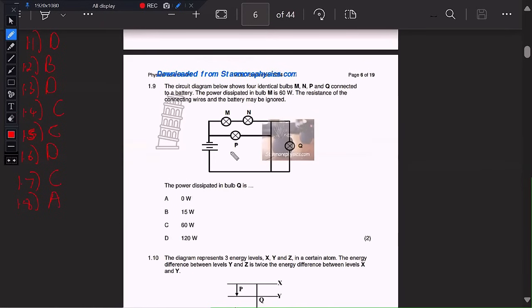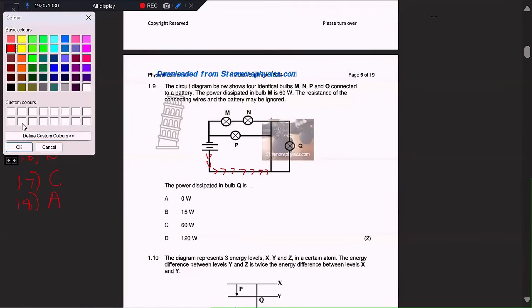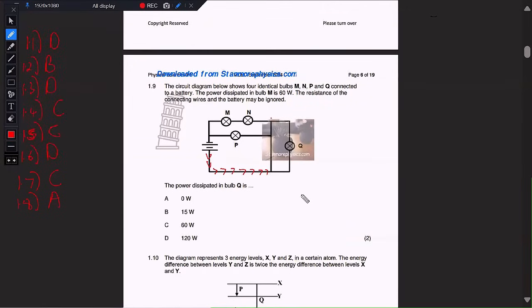Now we know that our current will be moving from the positive terminal all the way to the negative terminal. But if we reach this point here, we can see there is a form of a short circuit here, because this is only a connecting wire here, and then right here we have our bulb Q. Now we know that current always takes the path of least resistance.